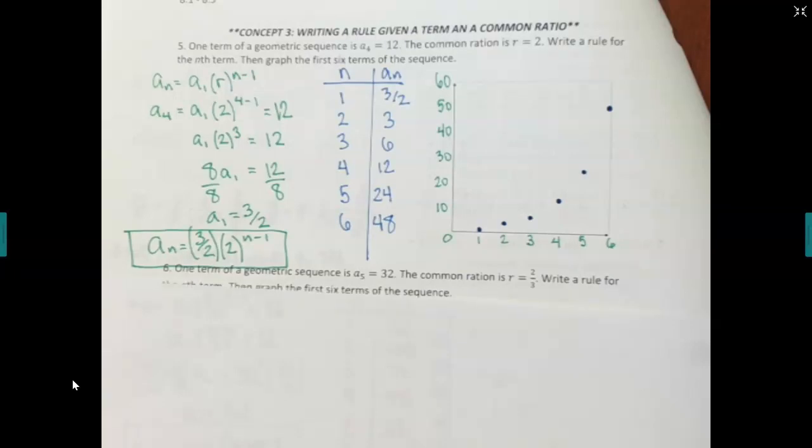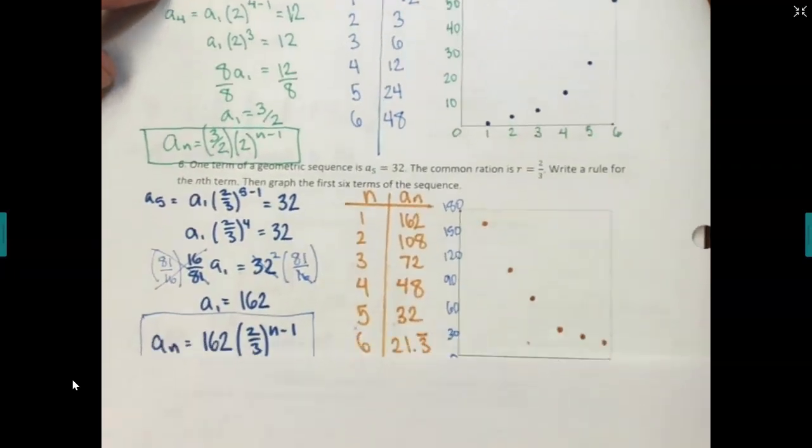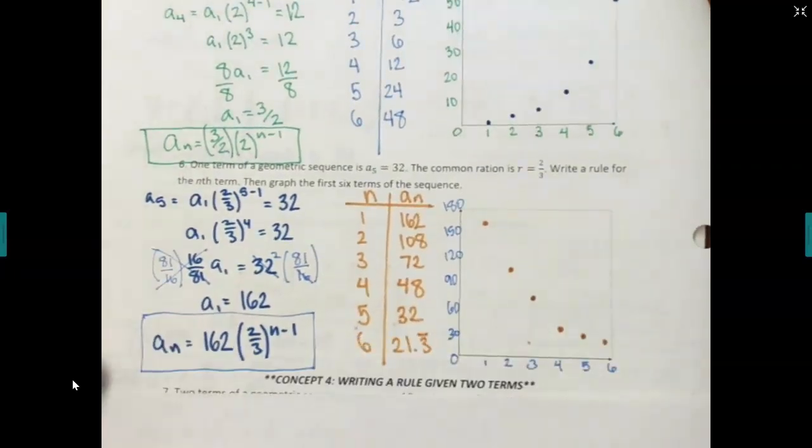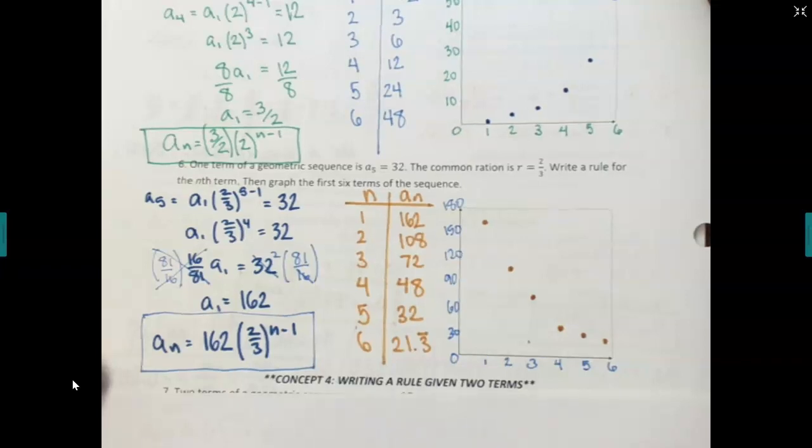This time you have a sub 5 is 32. Your common ratio is 2/3, which is going to be exponential decay this time. And you're going to find the rule and the 6 terms. Go ahead and give it a pause, give it a try, and here is the answer. Check it out. And I'm going to go ahead and walk you through number 7 here.